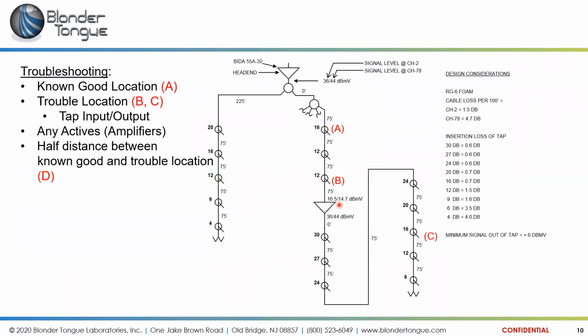So look at the amplifier, right? Look at the input to the amp. Do I have good level there? Look at the output of the amp. Is it set up correctly? Is it running properly? If so, then I continue on.